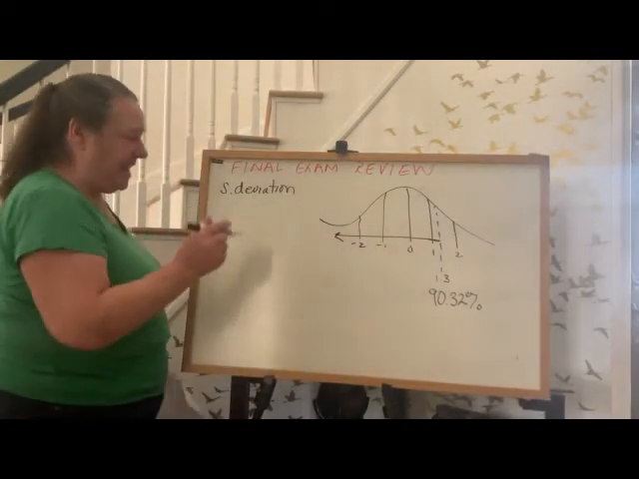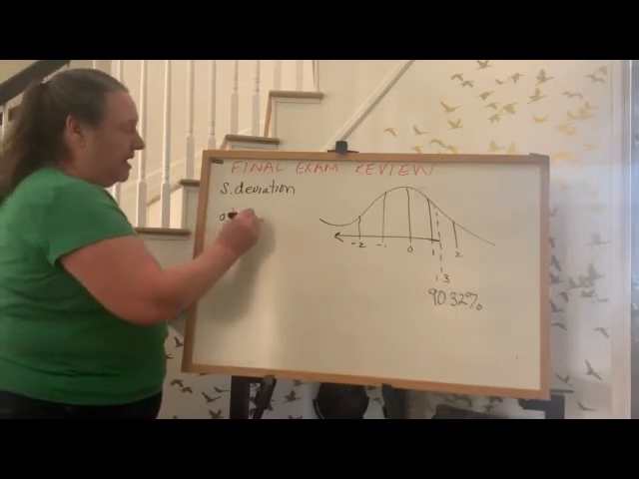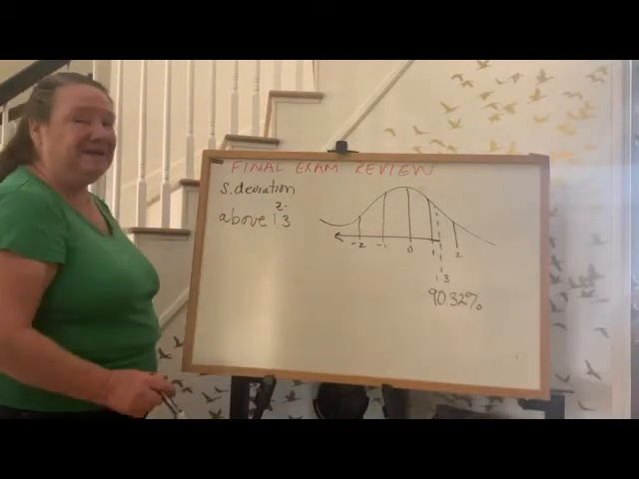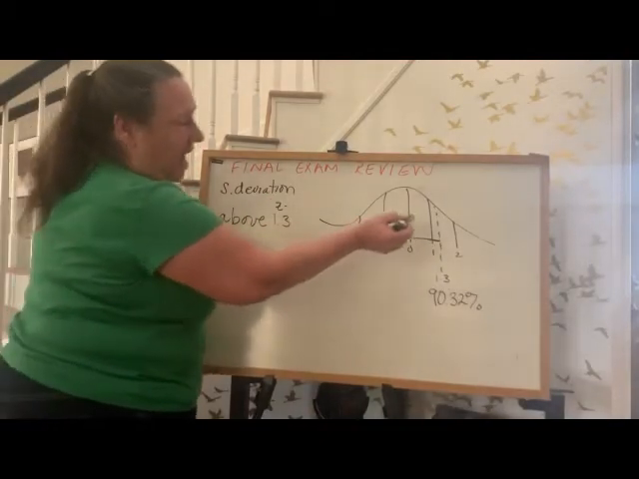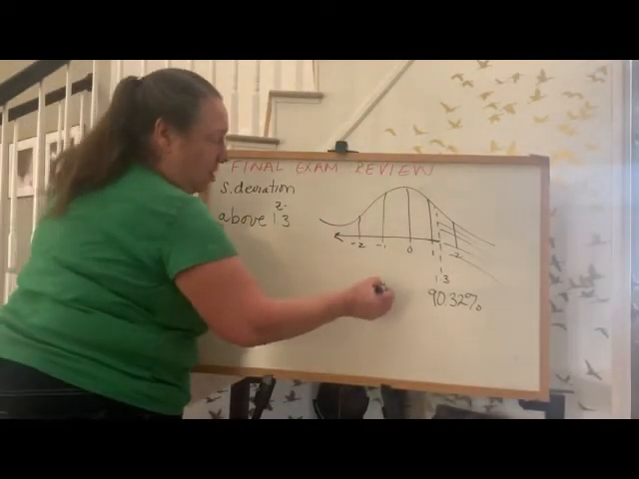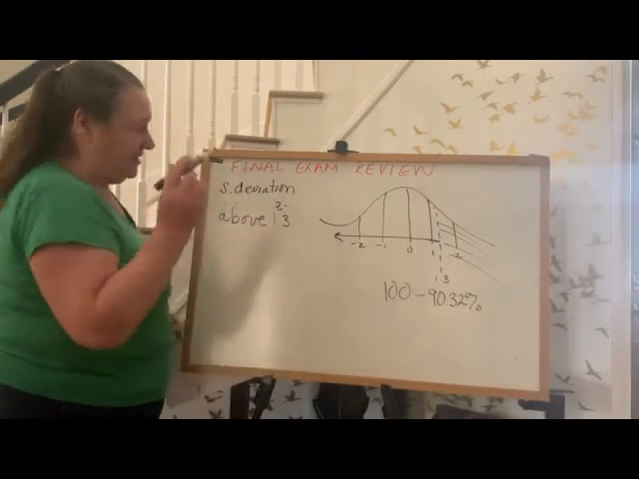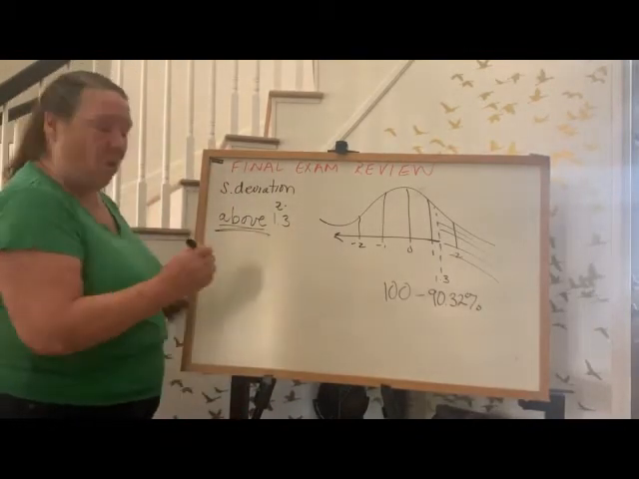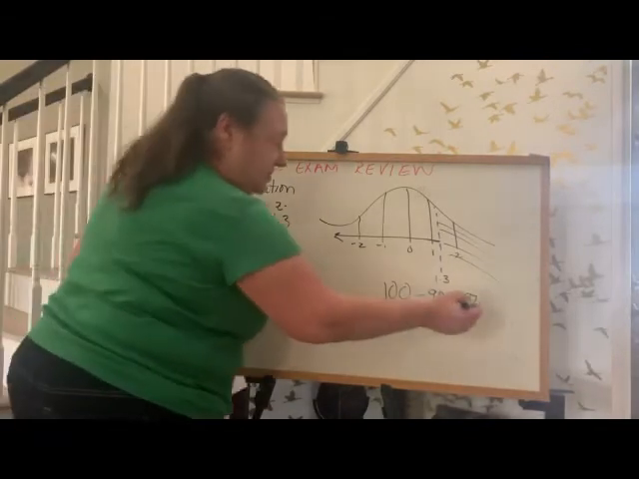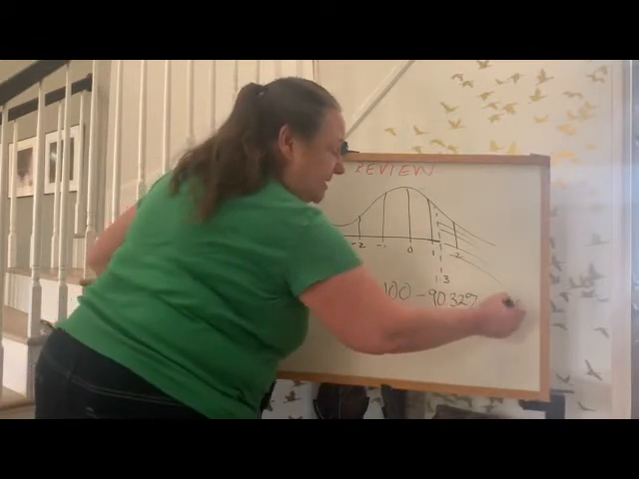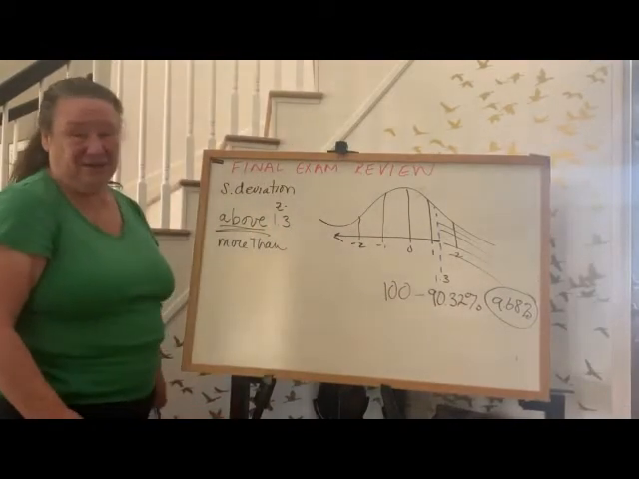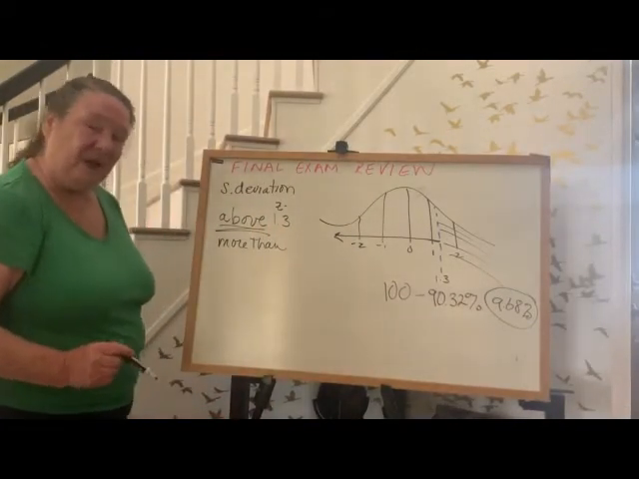I asked you, what is above 1.3, a z-score? So that means that I don't want this, I want everything above. So you had to go 100 minus. The key word is above or more than that you have to use. So this is 9.68%. And a lot of people gave me the 90.32 just because they did not read the problem. So look for that keyword.